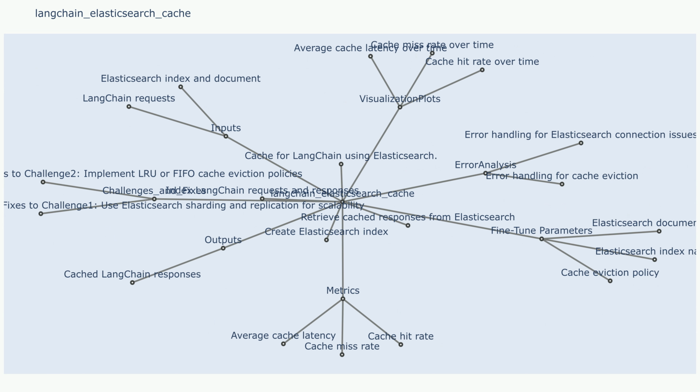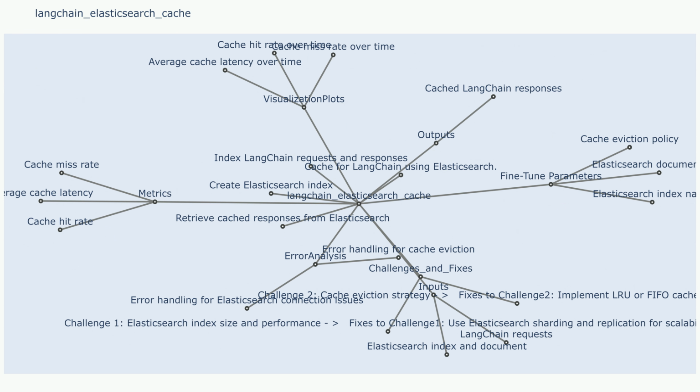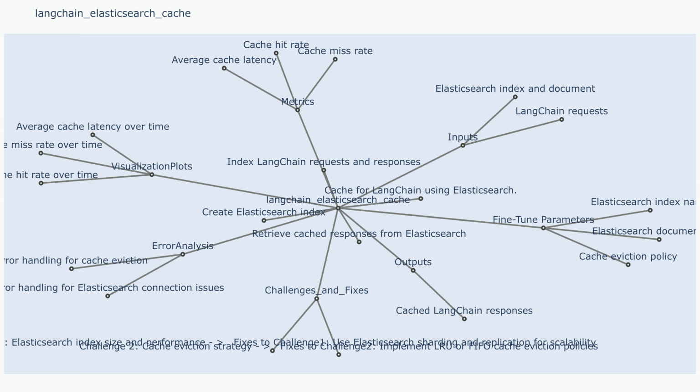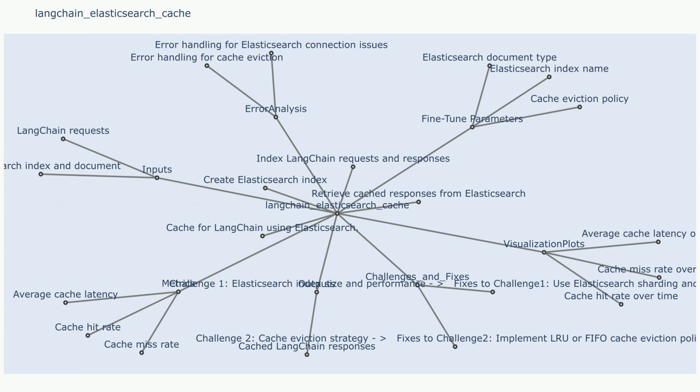Metrics: cache hit rate: the percentage of queries that result in a cache hit, retrieval of a previously cached response. Cache miss rate: the percentage of queries that result in a cache miss, no matching query found in the cache. Visualization plots: cache hit rate over time: a plot visualizing the cache hit rate over a specified time period, highlighting trends in cache performance. Query distribution: a plot depicting the distribution of different queries processed by the cache, providing insights into query patterns.